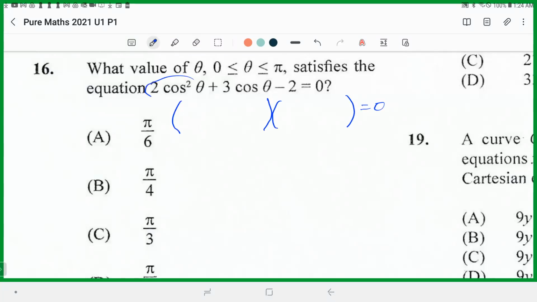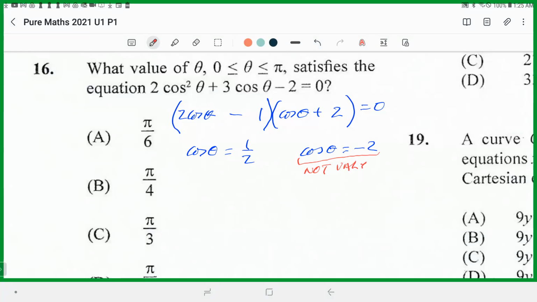The factors are 2 cos theta, and the other factor. Since the middle term is 3, I need to put the 2 over here to make 4, and the 1 there. The signs in the brackets are different. Give the greater product the plus, and the other is negative. So I'm getting cos theta equals half, and cos theta equals negative 2. But this one is not valid, because cos of an angle cannot be outside negative 1 to positive 1.